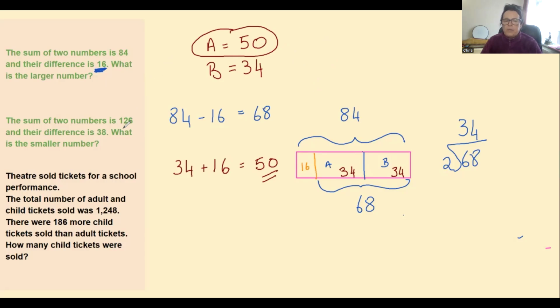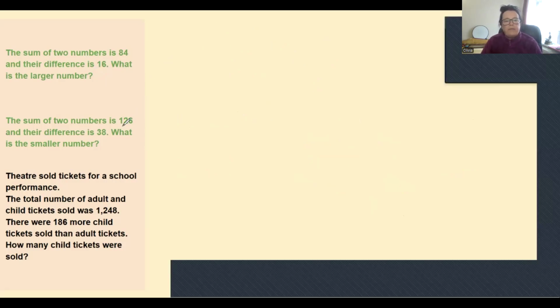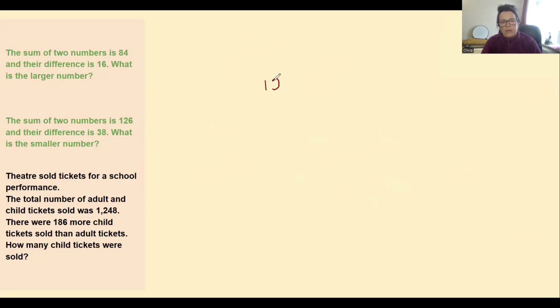We're going to look at number 2, the second one here, but I'm not going to draw the bar model. We're just going to work it out simply. The sum of two numbers is 126, and their difference is 38. So what I do is the same as what I did in the last question. I'm going to take 38 from 126. So let's do that. 38 from 126 is 88.